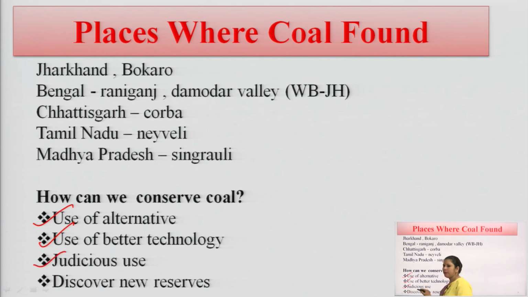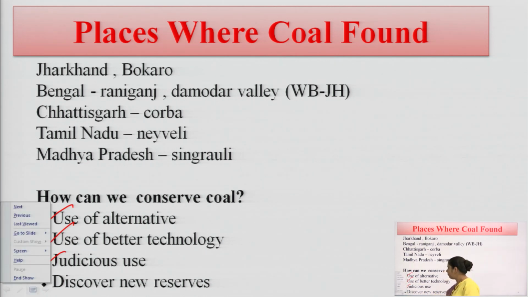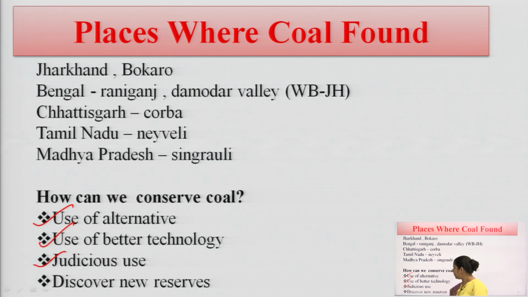Judicious use means proper use of coal. Where it is necessary, we use it, otherwise we have to minimize the use. Discover new reserves. We have to discover new places from where we can obtain coal.